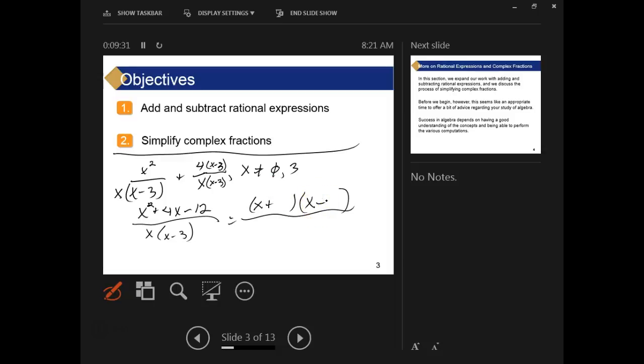Now, what are two numbers that multiply to be 12, but their difference, because they're different signs, is 4? 6 and 2. Which one is the plus, which is the minus? X minus 2, x plus 6, because the middle term is positive, so the bigger number needs to be positive. Well, let's check it. X squared minus 2x plus 6x minus 12, minus 2x plus 6x is plus 4x, minus 12. Yep, that works, and it didn't help us a bit.